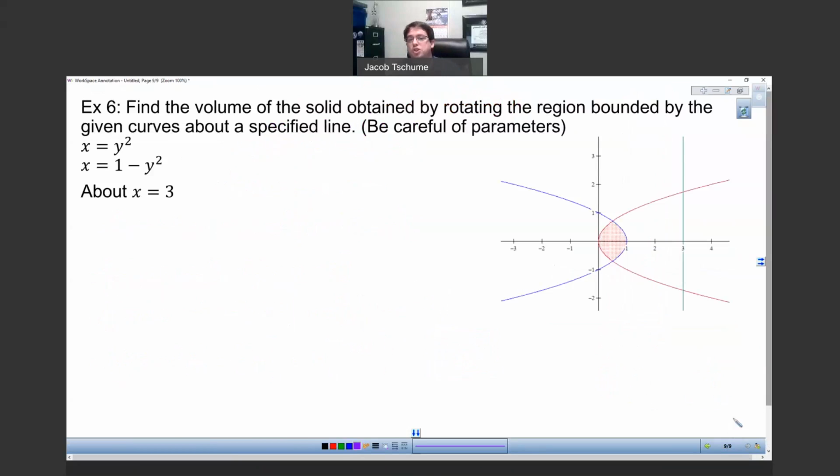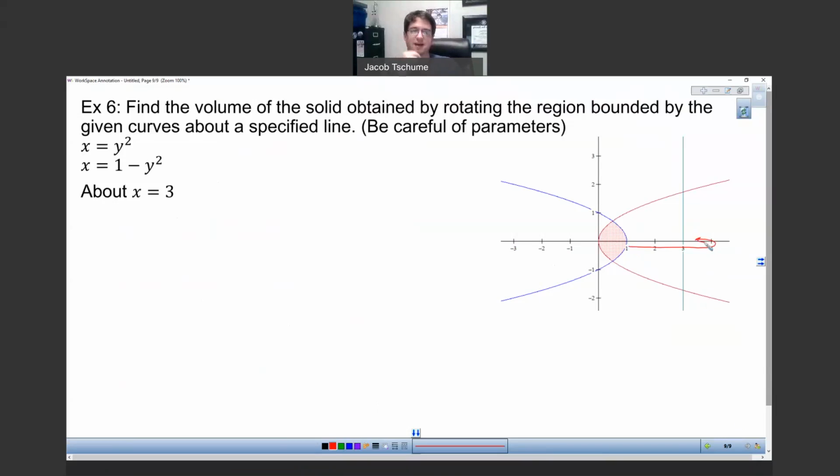Let's do one more just like it. All right, so example number 6 says, find the volume of the solid obtained by rotating the following region. But I added an extra thing here. Be careful of your parameters. All right, so this one is x equals y squared and x equals 1 minus y squared. And we want to rotate this red region around the line x equals 3.